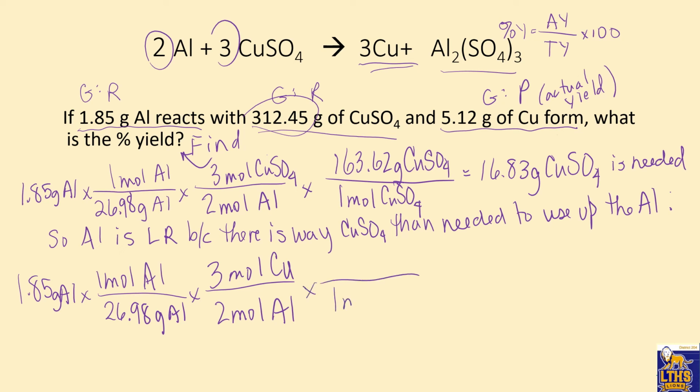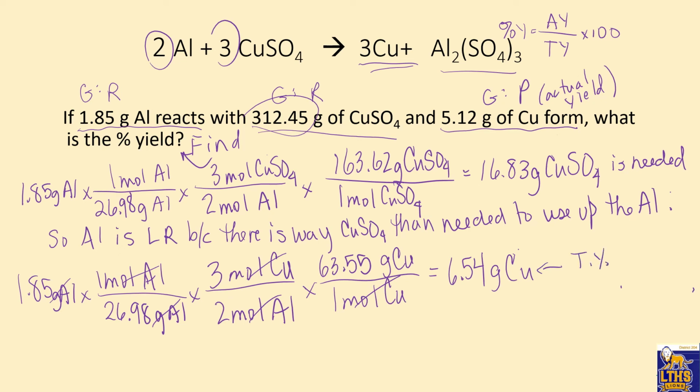And then 1 mole of copper, where do I get this number? If you're thinking periodic table, you're right. 1 mole of copper weighs 63.55 grams. Okay, so I do the math here. Grams of aluminum cancel, moles of aluminum cancel, moles of copper cancel. I'm left with grams of copper, 6.54. All right, so what does this mean? This is my theoretical yield because it's saying if all my limiting reactant gets used up, that's how much copper should come out.